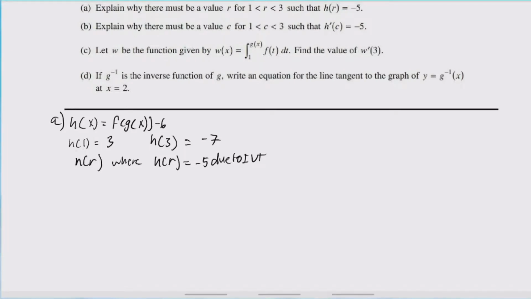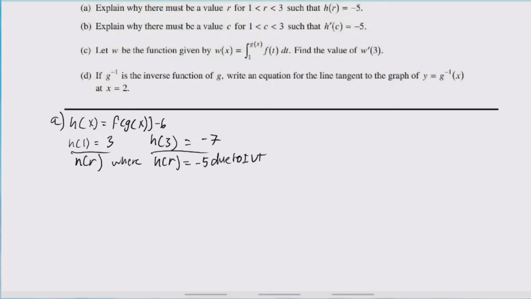And basically what you're doing is you're showing one's bigger, one's smaller. You don't need to explain it. You can just say it and leave it like this. However, you do need to show one number's bigger, one number smaller. Then you can say, yeah, there has to be -5 due to IVT. It's going to have to cross over -5 to get from 3 all the way down to -7 because it is continuous. It was given that it's continuous.